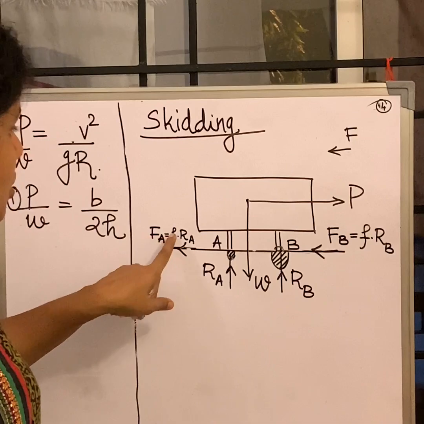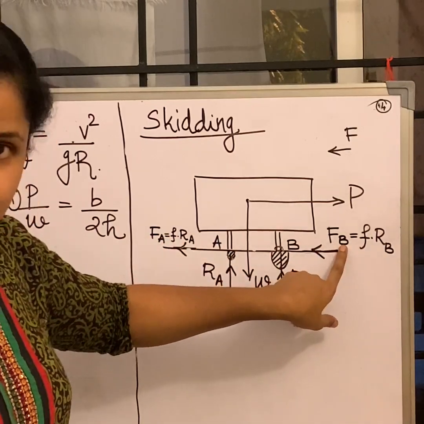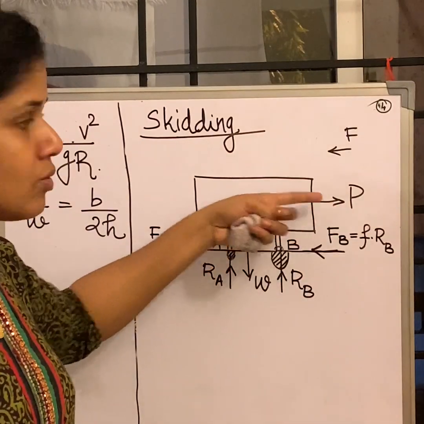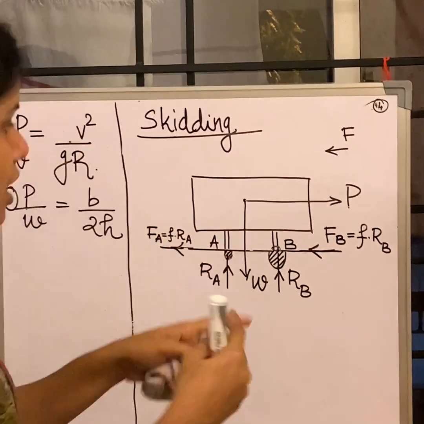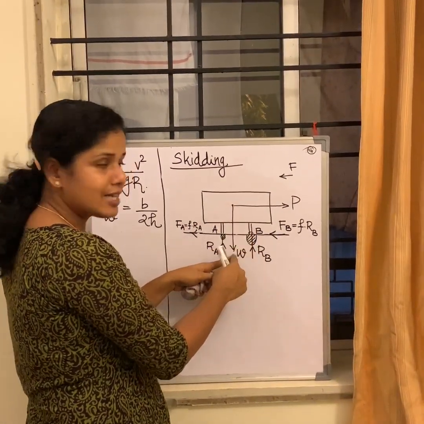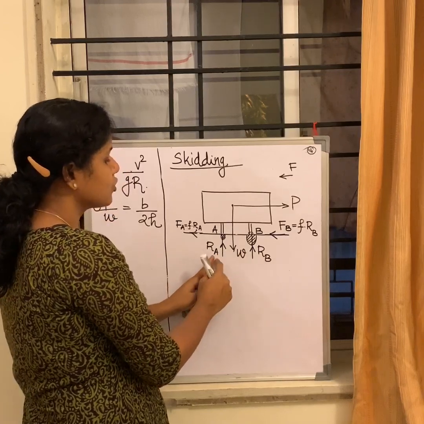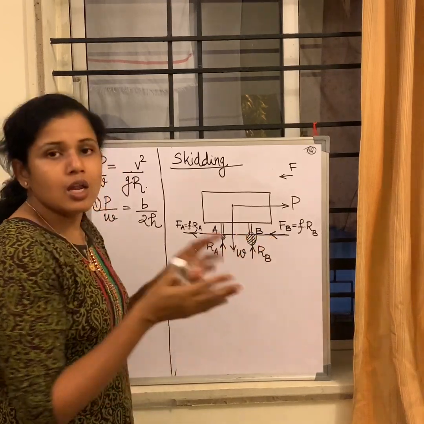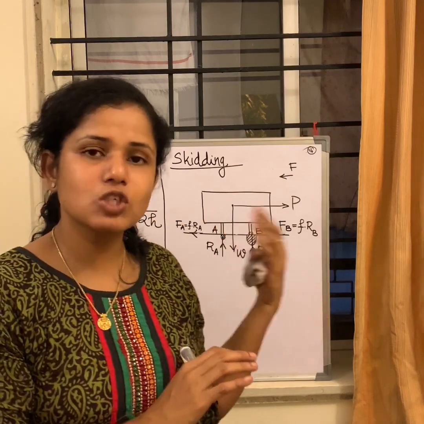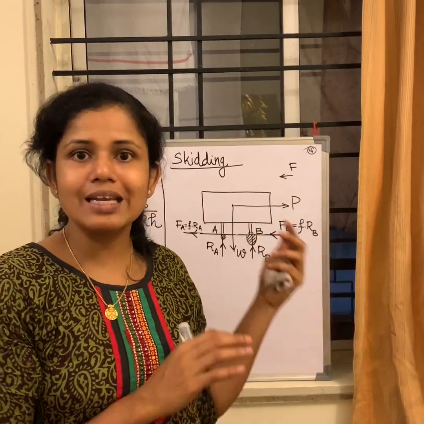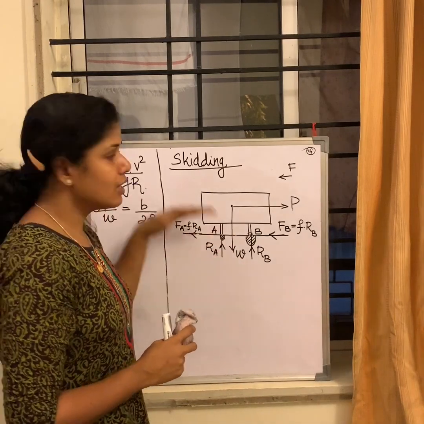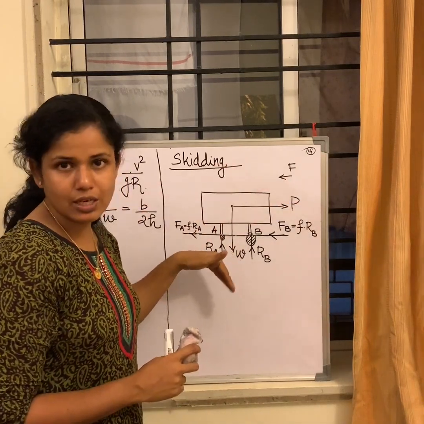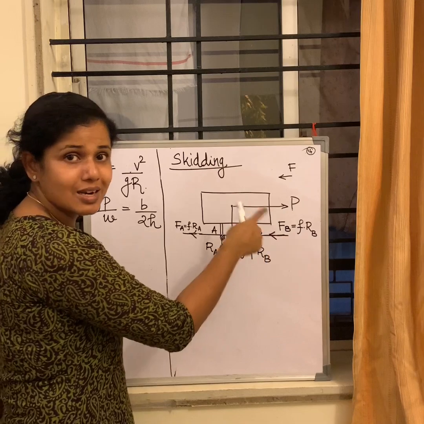FA is equal to f into RA, and the frictional force at B opposes your centrifugal force. These are in the lateral direction, and perpendicularly you have weight acting down and two reactions acting upwards. Now we will do it in a similar manner to what we did for overturning. Let's consider the equilibrium cases here. I am going to resolve in the horizontal plane as well as in the vertical plane. So in the horizontal direction, let's write the equations.